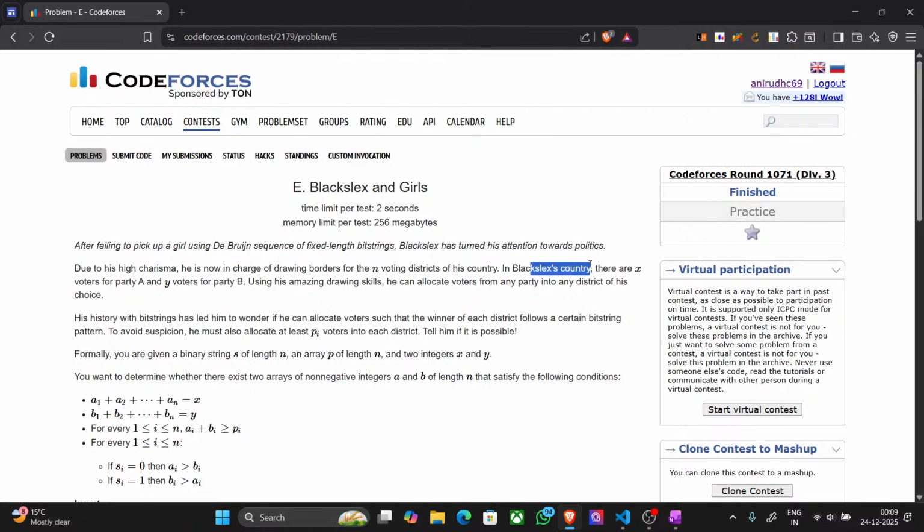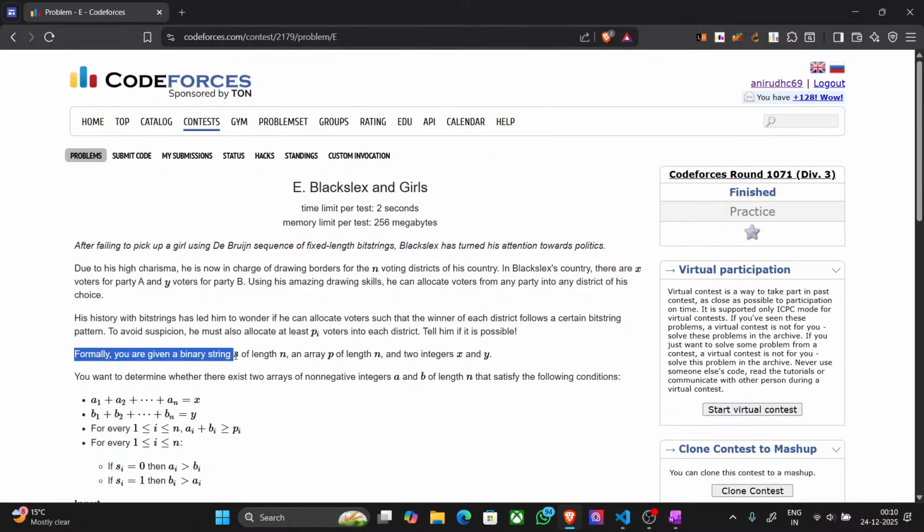In Blackslack's country, there are X voters for party A and Y voters for party B. Using his amazing drawing skills, he can allocate voters from any party into any district of his choice. His history with bitstrings has led him to wonder if he can allocate voters such that the winner of each district follows a certain bitstring. To avoid suspicion, he must also allocate at least Pi voters into each district. Tell him if it is impossible.